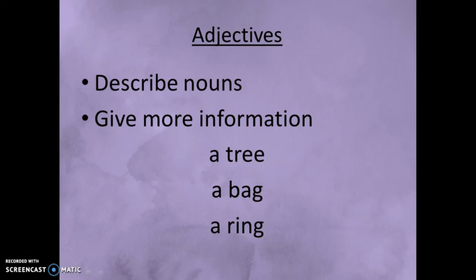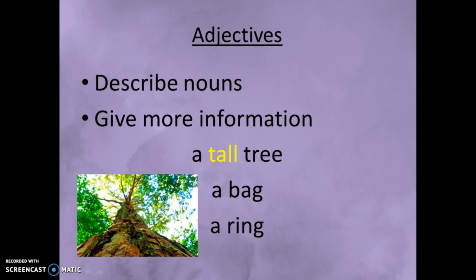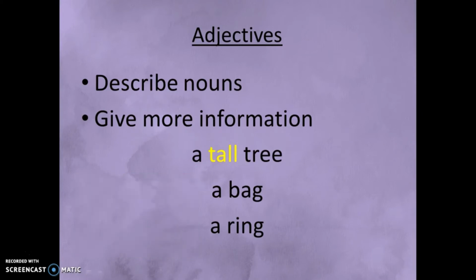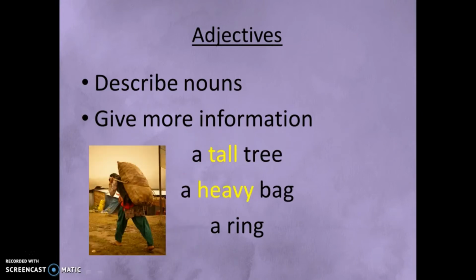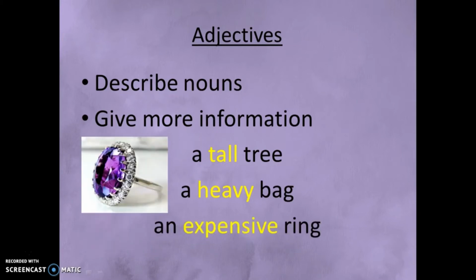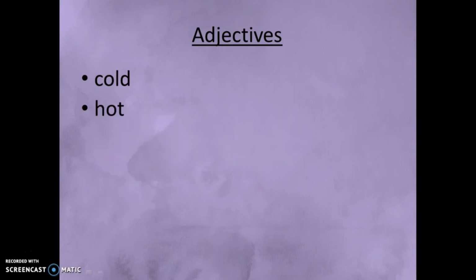Here are some nouns, a tree, a bag, and a ring. Now, if we added adjectives, it would give us a little bit more information about these things. So, I have a tree, but I could say a tall tree. A bag, I could say a heavy bag. Or a ring, I might say an expensive ring. So you can see each of these adjectives give us more information.